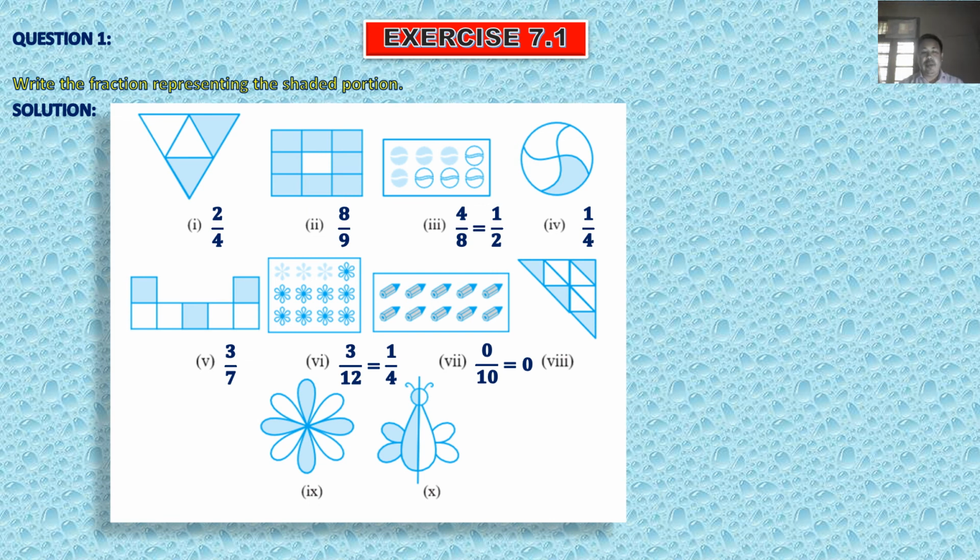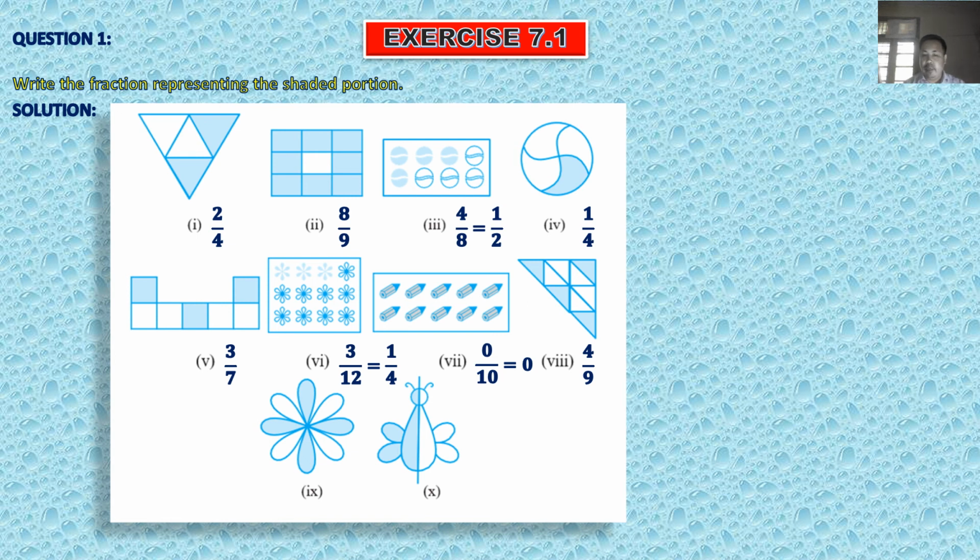Next we have question number 8. In question number 8 you see the figure is divided into equal 1 2 5 6 7 8 9 parts. Okay, and let us see how it's represented. So see, 4 parts have been shaded out of 9, so the shaded portion will represent the fraction 4 by 9. And next we have Roman number 9.